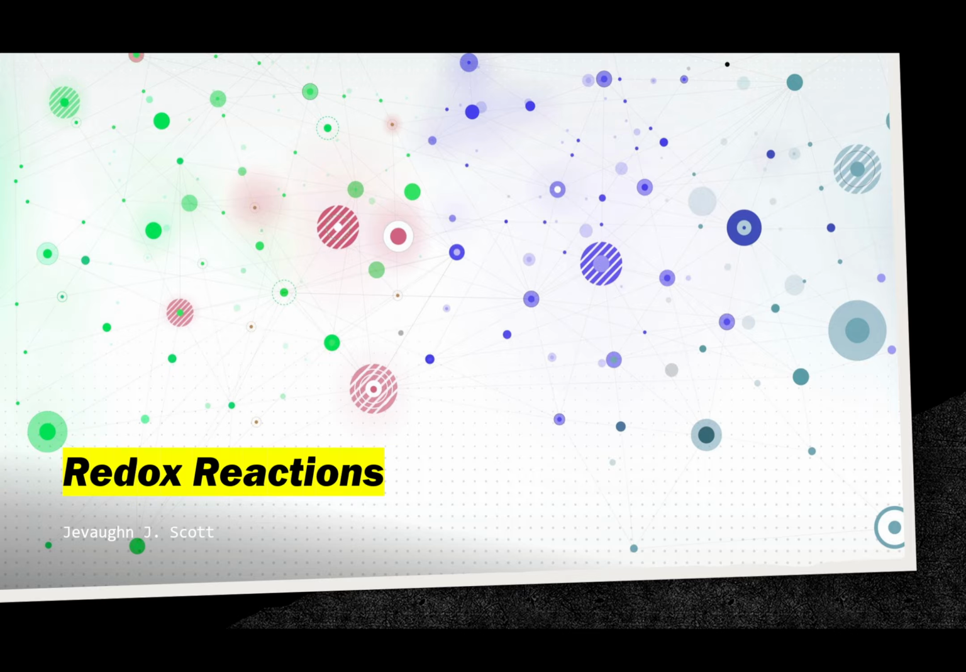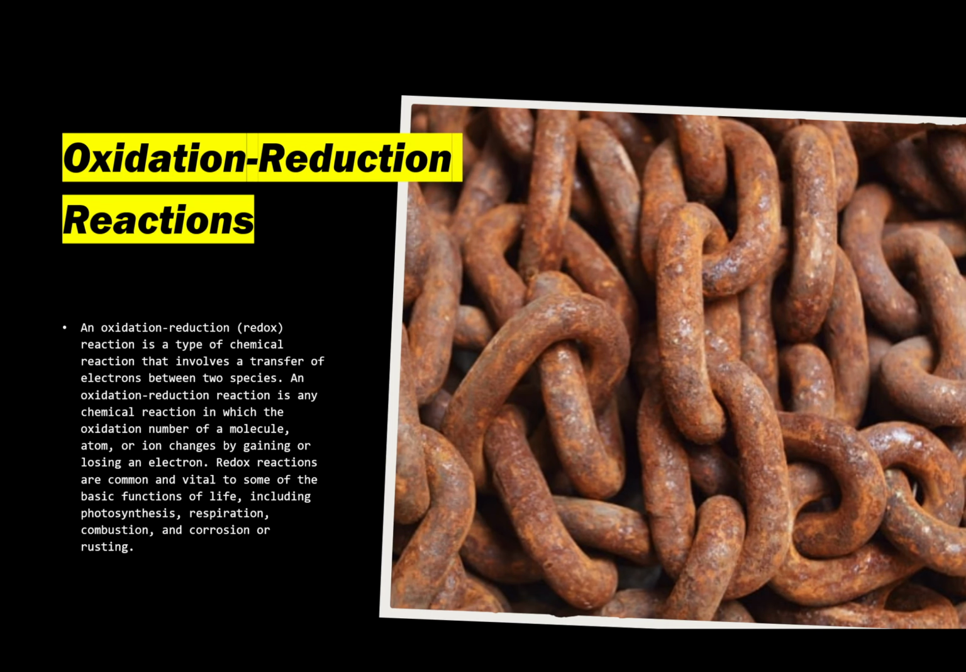So let's do a brief overview of it. An oxidation-reduction, or what we call a redox reaction, is a type of chemical reaction that involves the transfer of electrons between two species. It is any chemical reaction in which something is oxidized, something is reduced, and in which oxidation number changes. Once the oxidation number changes on a specific species, we can safely say that an oxidation-reduction reaction has occurred.